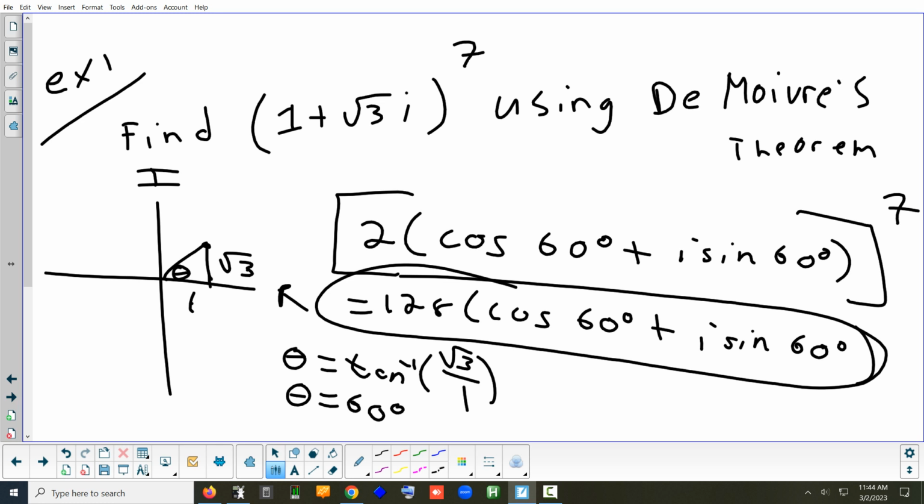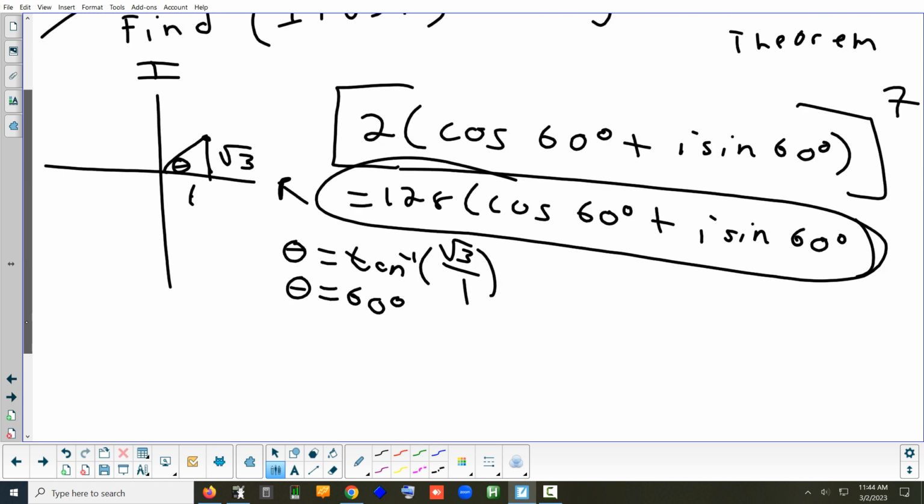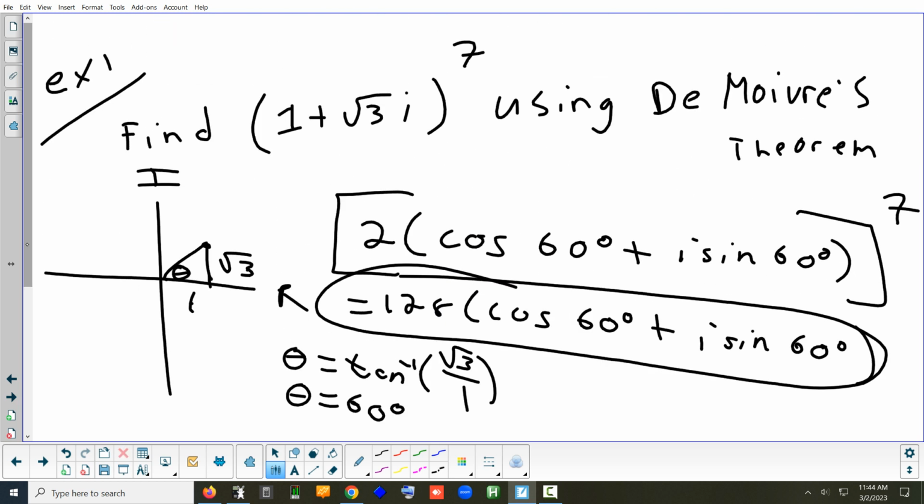Way faster. We'd still be foiling it if we had to write that out 7 times. Or even if you wanted me to do the 700th power, we could have done that just as quick as we did this problem. Just need a calculator. Any questions on that?